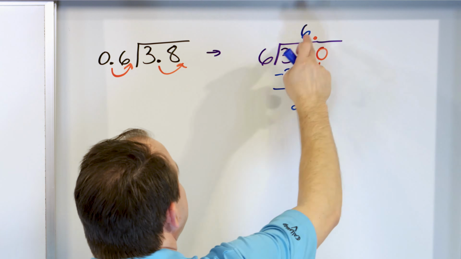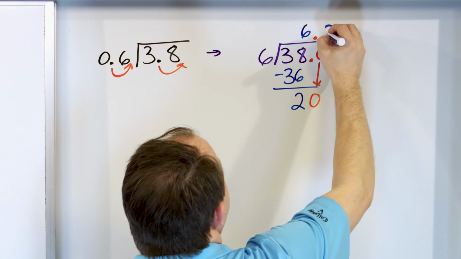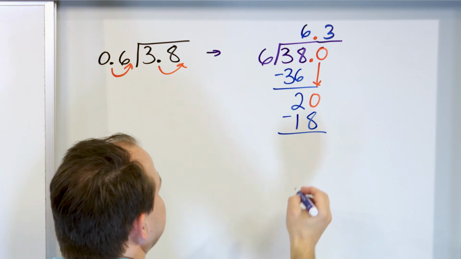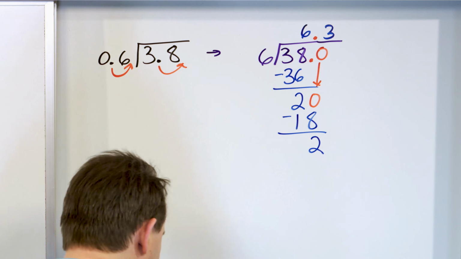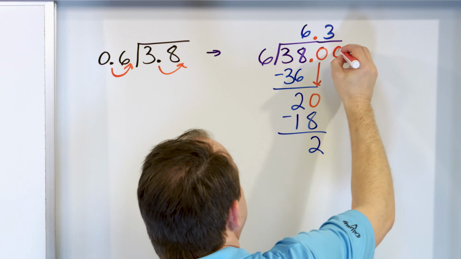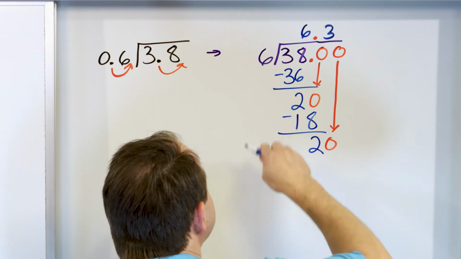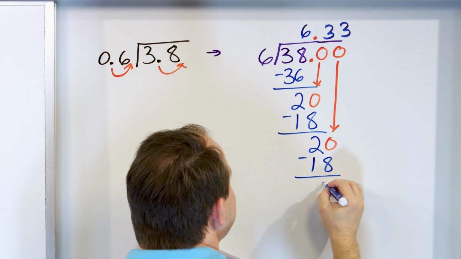Now, 6 times 3 is 18. 6 times 4 is 24. So it has to be 6 times 3 is 18. Subtract. 20 minus 18, again, is 2. I'm starting to see a pattern here because I'm starting to get the same remainder. But let's do it again. Put another 0. Again, I get a 20. Same exact thing is happening. 6 times what is 20? It's 6 times 3 is 18. And I can subtract again and get another 2.